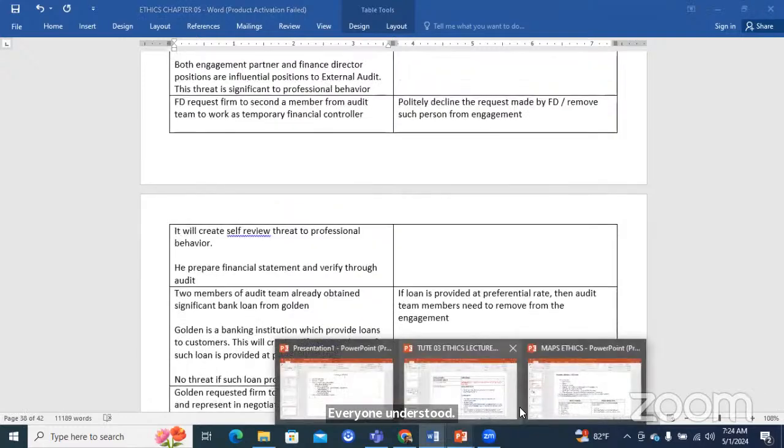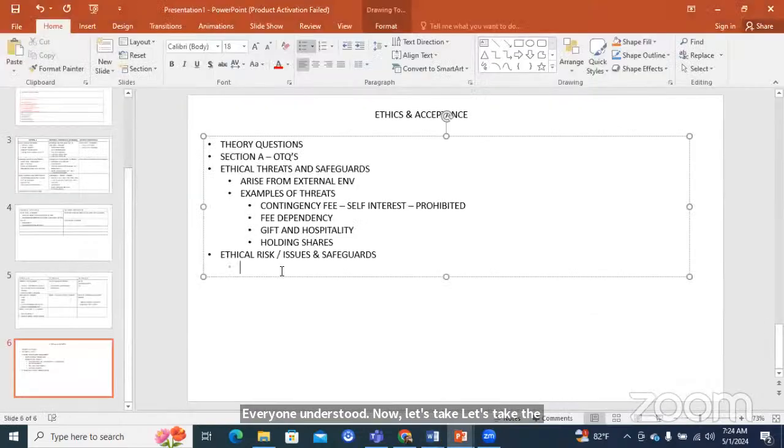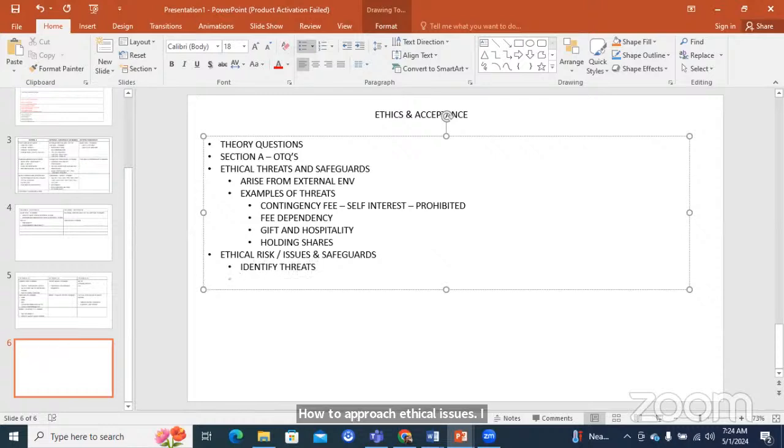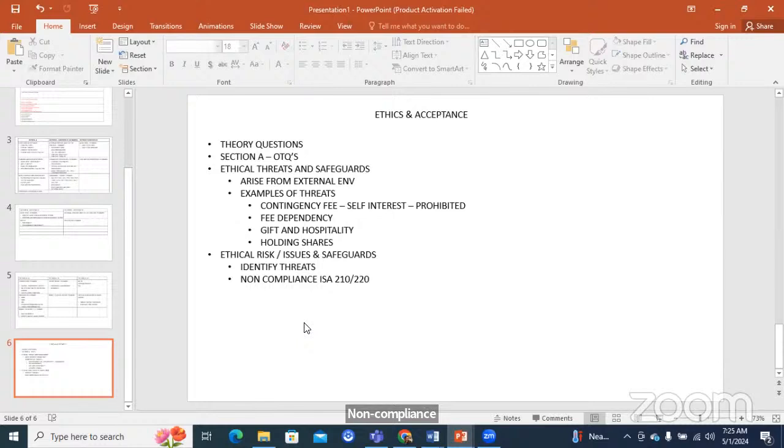Now, let's take the session here. How to approach ethical issues? Identify threats. Include non-compliance. Non-compliance, especially ISA 210 and ISA 220. These are the 2 things. Follow these 2 and write down the answers. Right? If you follow this, only this slide is enough. If you follow this, you can practice all of your questions.